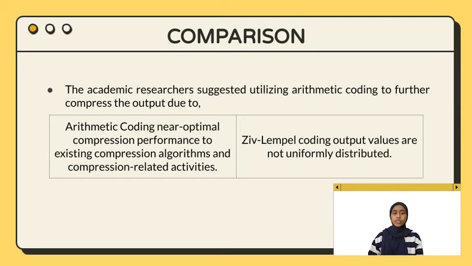Next, I want to share the detailed analysis that I have made on arithmetic coding. First of all, arithmetic coding has been offered as an upgrade to existing compression algorithms and compression-related activities due to its near-optimal compression performance. Because the Ziv-Lempel coding output values are not uniformly distributed, some academics have suggested utilizing arithmetic coding to further compress the output. Although compression has been improved, the technique has been slowed and its complexity has increased.